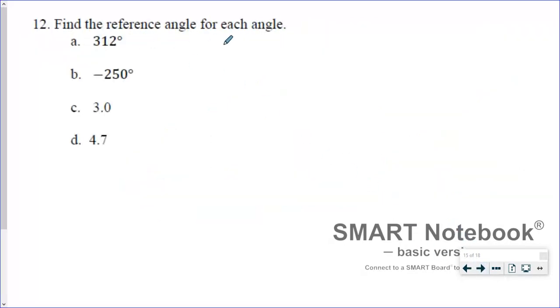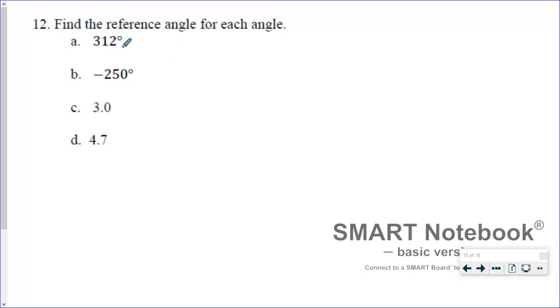All right, find the reference angle for each angle. I think of this as just the fastest way to the x-axis. You can remember all of the little rules, where of course if you're in the second quadrant, you just do 180 minus the angle, or pi minus the angle. If you're in the third quadrant, you do the angle minus 180, or the angle minus pi. If you're in the fourth quadrant, you do 360 minus the angle, or 2 pi minus the angle. Whichever way you want to think about it. I'll go ahead and use the formulas, I guess.